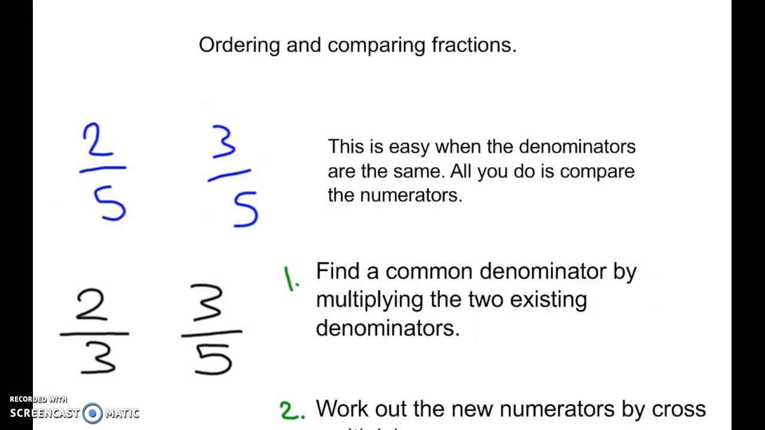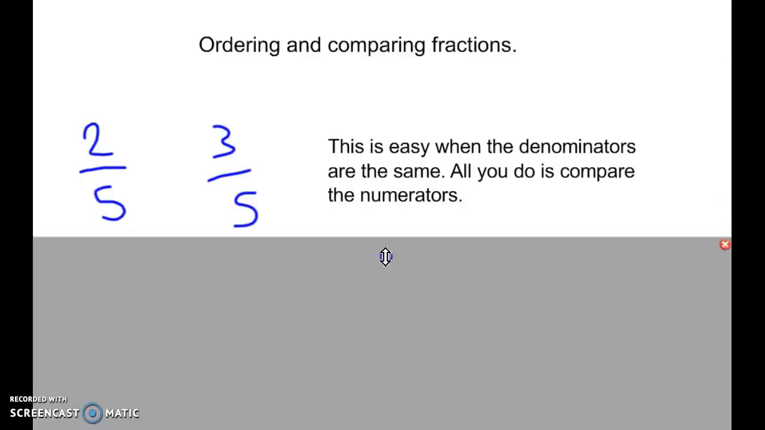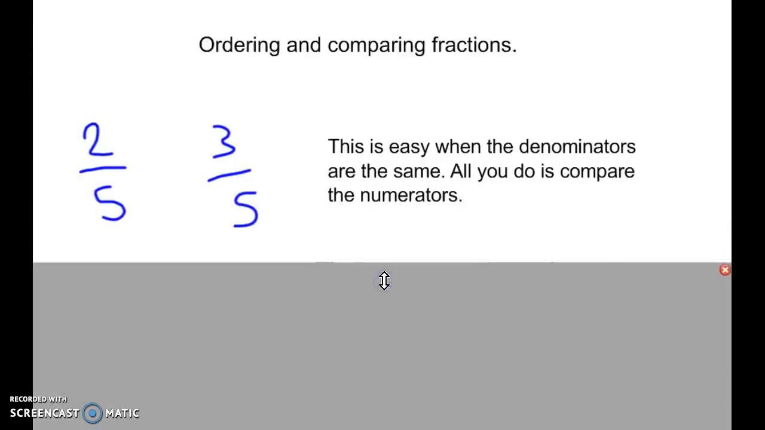Okay, moving on. Ordering and comparing fractions. When you've got fractions with the same denominator, this is nice and easy. So comparing 2/5 to 3/5, we just compare the numerators.